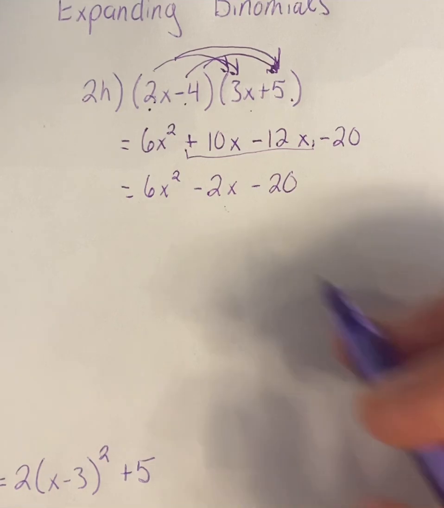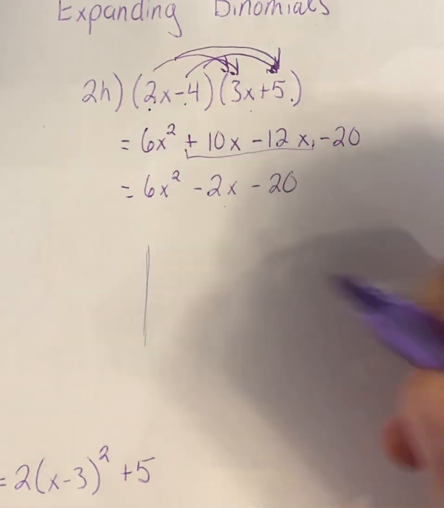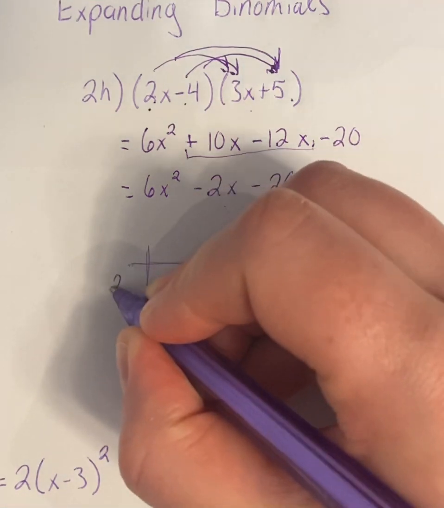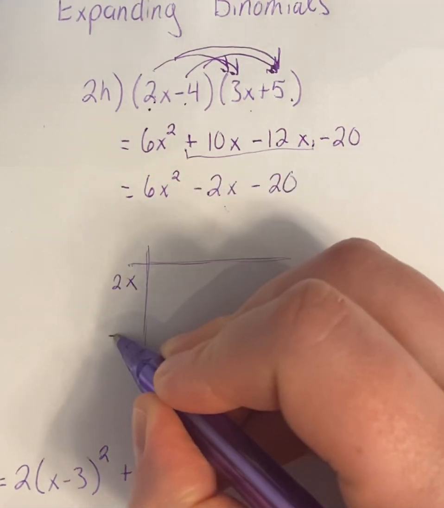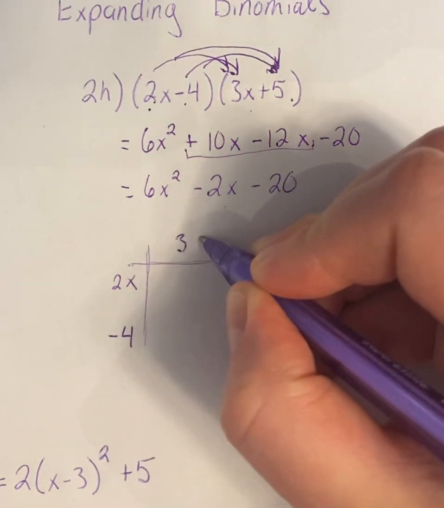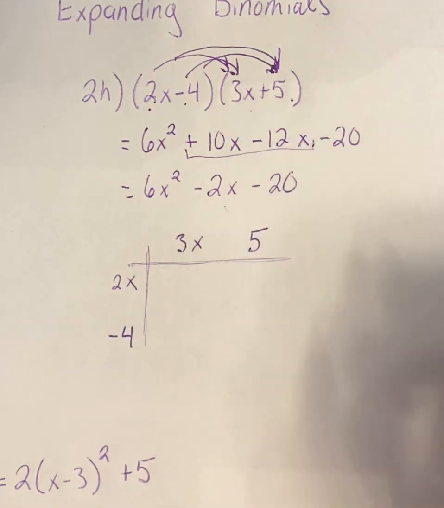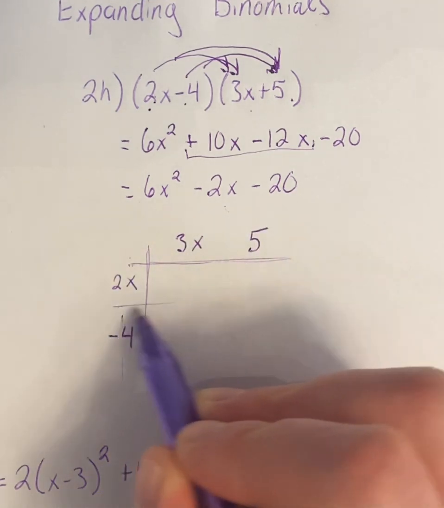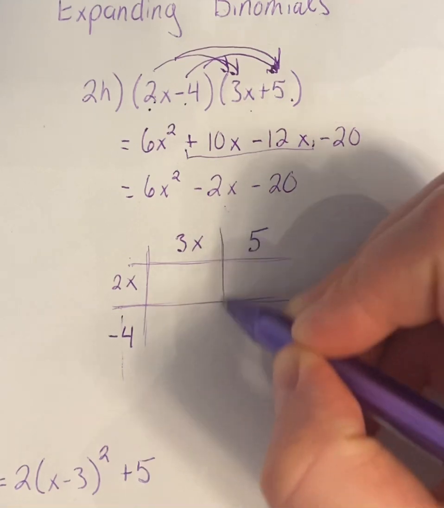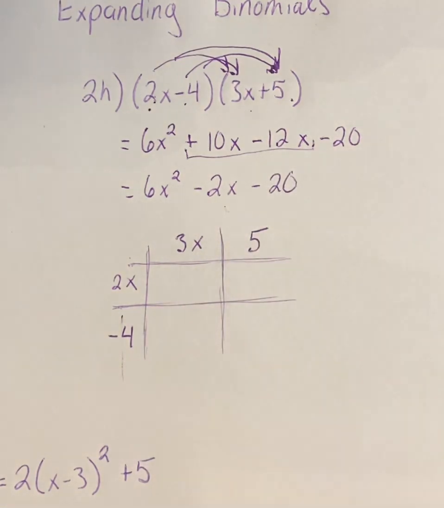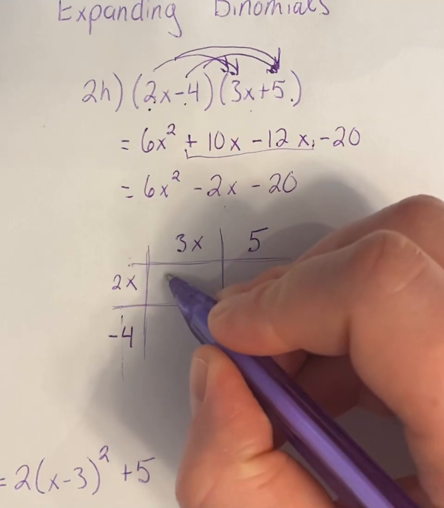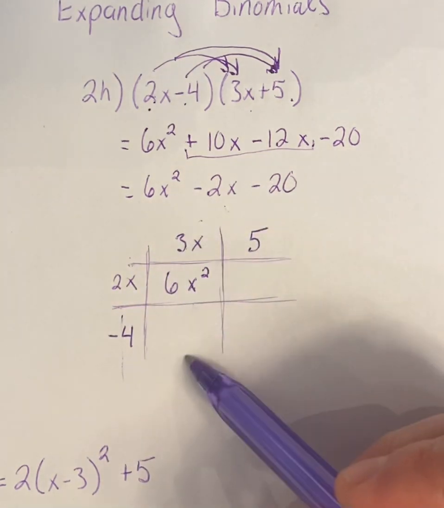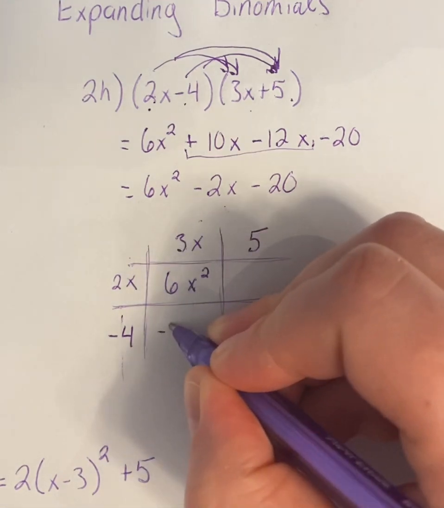Now, if we were going to do it using the tic-tac-toe or the box method, we have to draw our little box. And we do 2x and negative 4, 3x, and 5. And you don't have to do it with this one here. This one could be here. Okay, it doesn't matter which one ends up where, as long as all of them end up somewhere on this piece. So that gives me 2 times 3 gives me 6. X times x is x squared. 3 times 4 gives me negative 12.